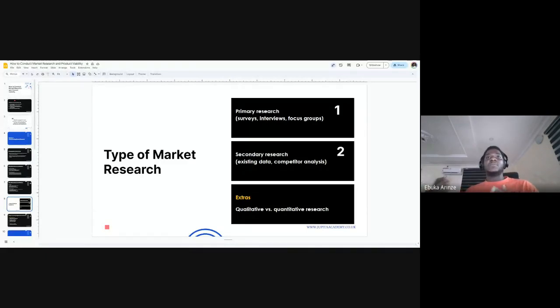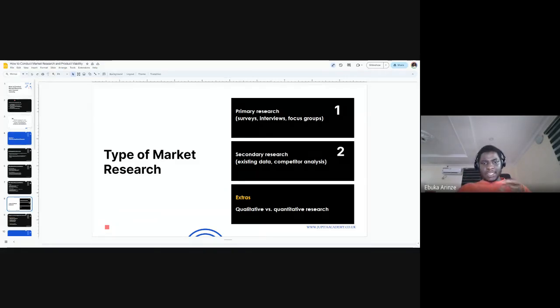Then secondary research is basically using existing data and quantitative analysis. This could be records in the city, it could be data you got from a company, it could be information from a company that's solving a similar problem to the one you are solving, and those data are made available.